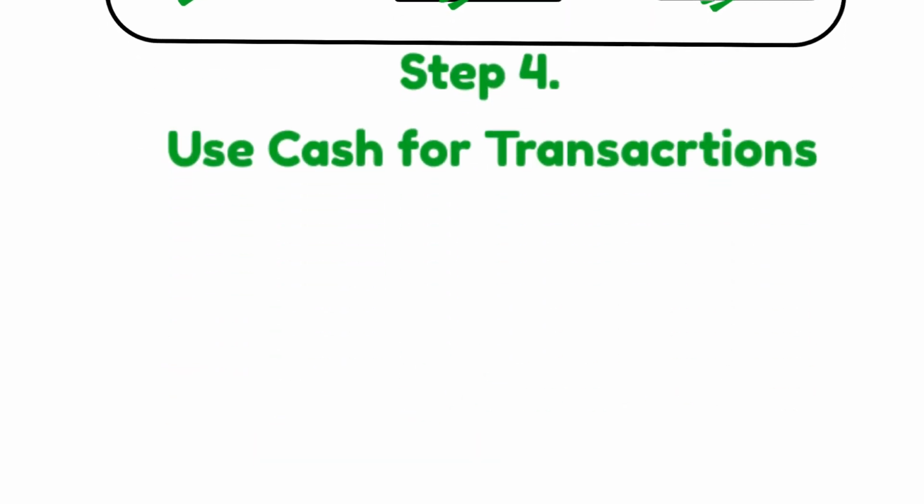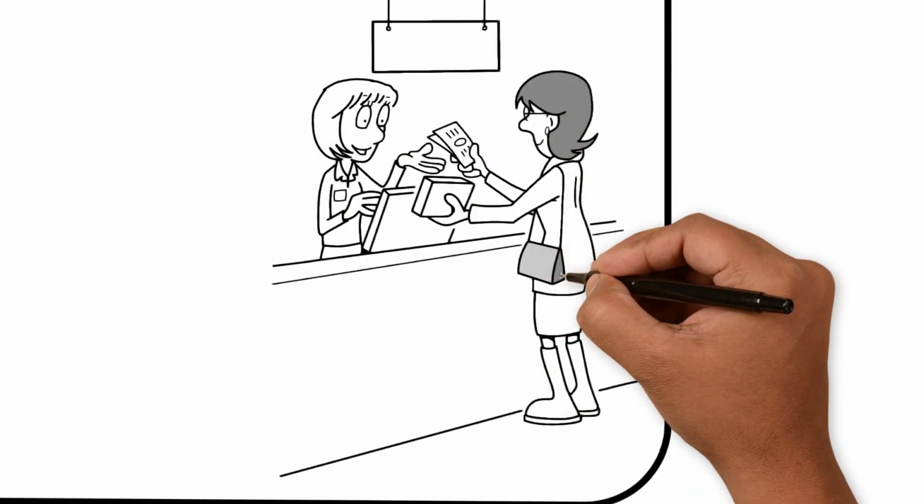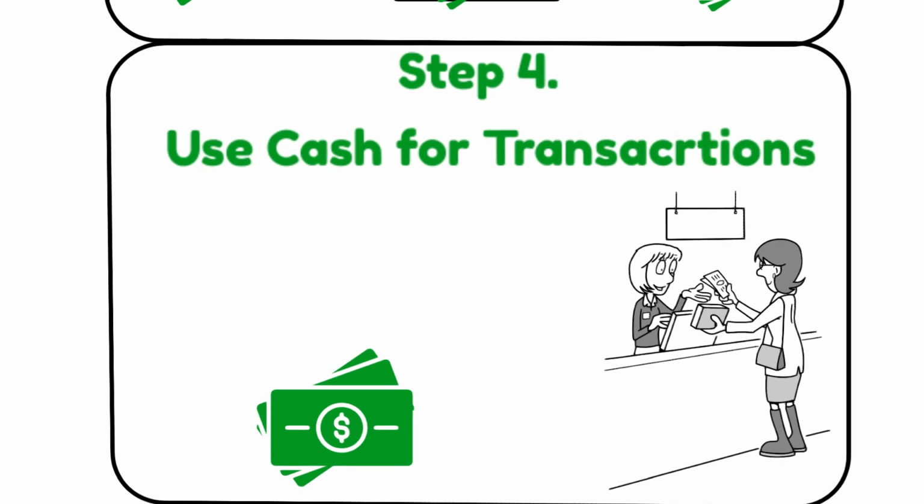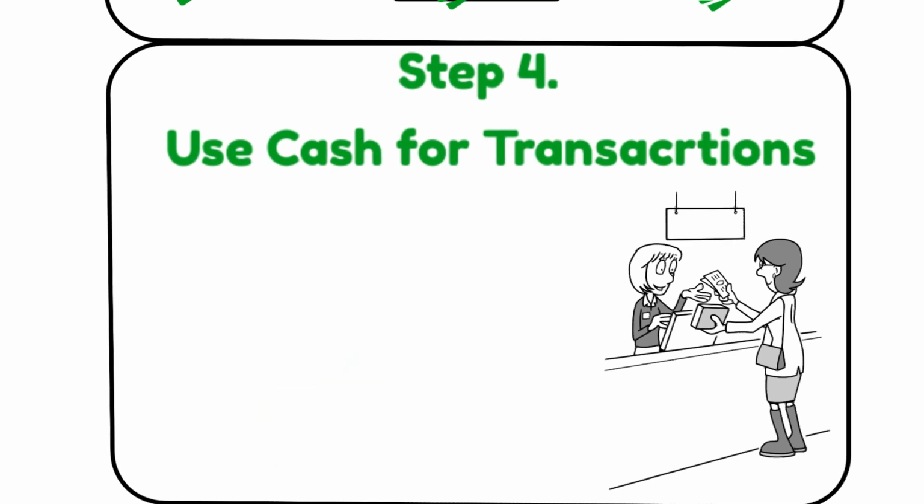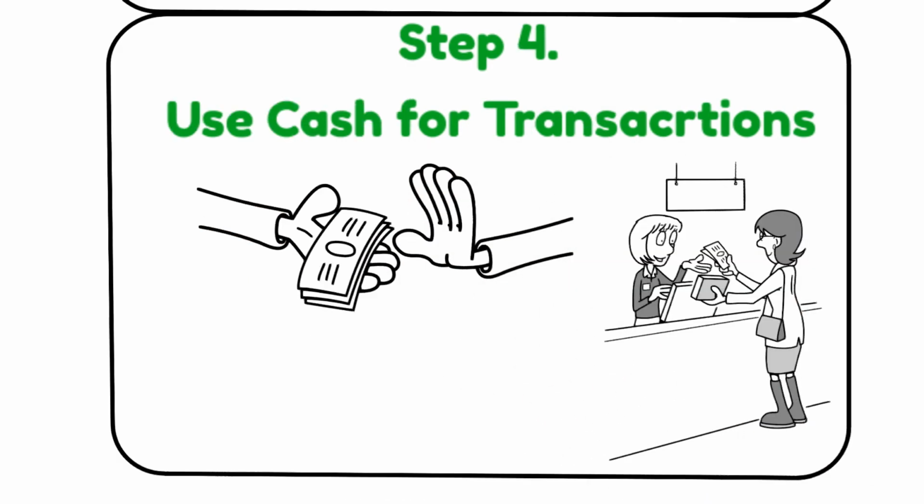Step 4. Use cash for transactions. When making purchases in a specific category, use only the cash from the corresponding envelope. Once the cash is depleted, refrain from spending more in that category until the next budgeting period.